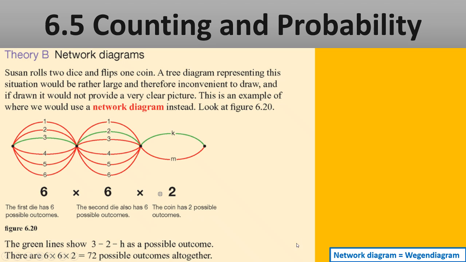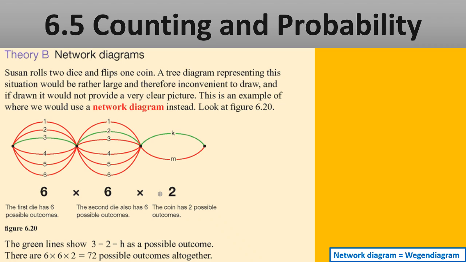If you're going to take a look at this network diagram here, the question here was Susan rolls 2 dice and flips a coin. So the dice gives me 6 possibilities. The second dice also gives me 6 possibilities. And the last one either gives me heads or tails. Here in the book they still use kop and munt. They haven't translated to head or tails. So what are the possible outcomes? How many different outcomes are there? Well, the calculation is quite easy. It's 6 times 6 times 2 gives me a possible outcome of 72.